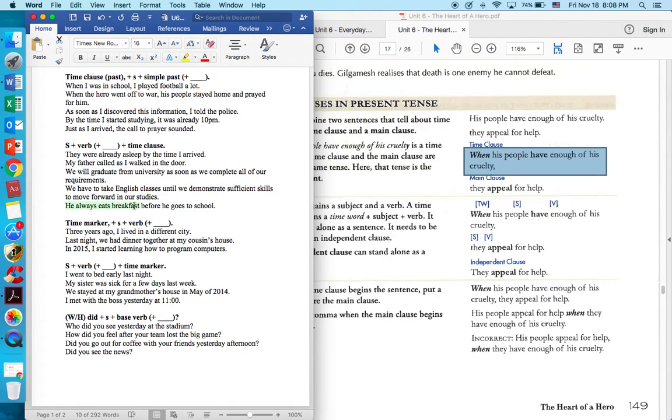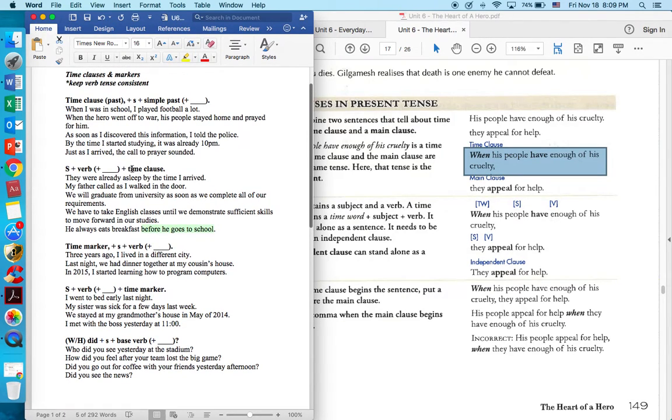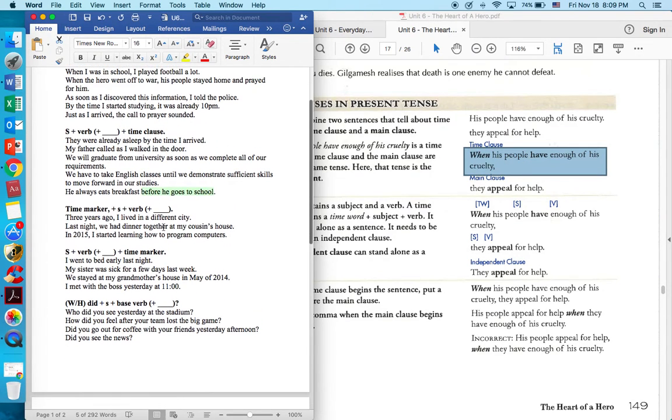He always eats breakfast. That's our subject, verb, and object. And then just like that we have a time marker, or a time word, that starts the time clause, which is dependent and cannot stand alone. So again, if the time clause goes at the second half of the sentence, we don't need a comma. If it goes at the first half of the sentence, we need a comma.